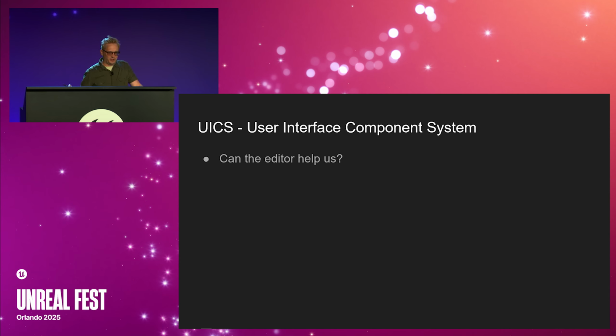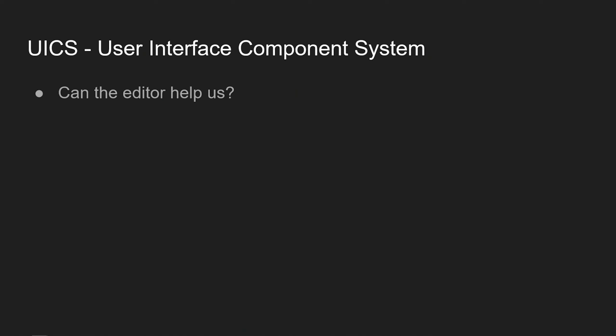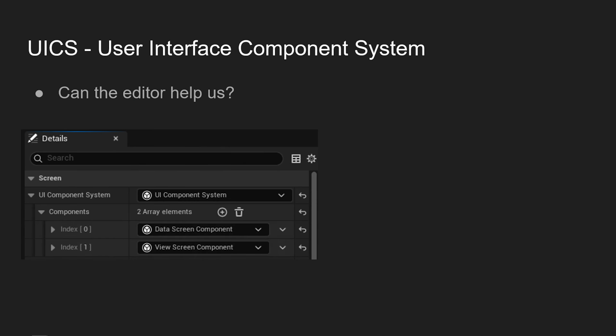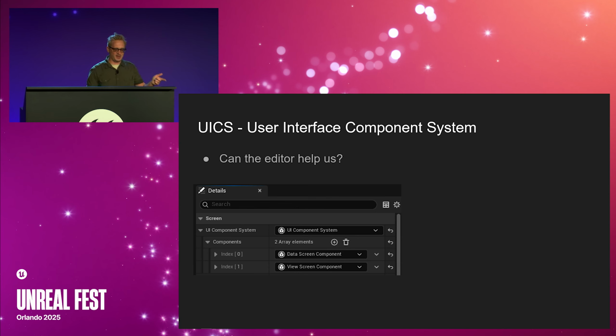Now, one thing about moving to components is that you have to ask yourself, I've got these screens, how do I define what components are in it? Can the editor help us with that? Yes. If you were to make a screen in our system and go to its properties, this is what you'd see. You have an array here of screen components, and you can use the editor to go in and add however many of the components you want for that screen.